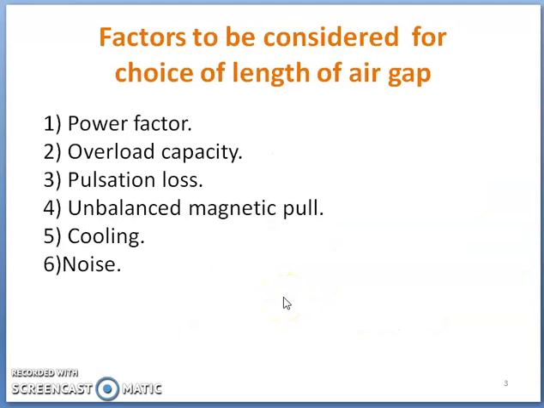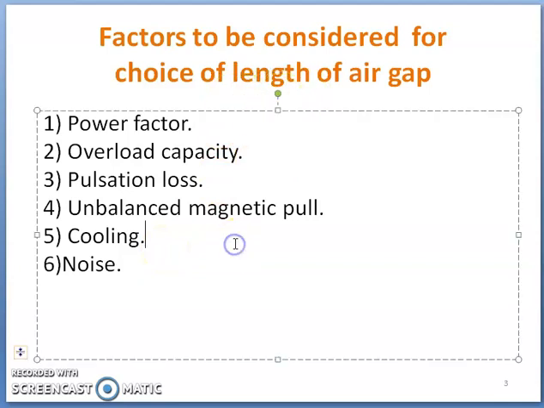Next we'll discuss factors to be considered for choice of length of air gap. These factors, like power factor, overload capacity, pulsation loss, unbalanced magnetic pull, noise, all these six factors are taken as a reference to decide length of air gap. Okay, we'll discuss one by one.